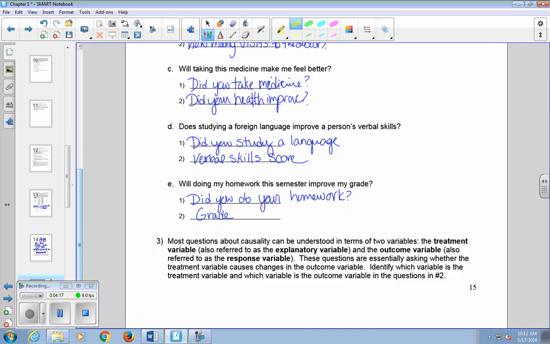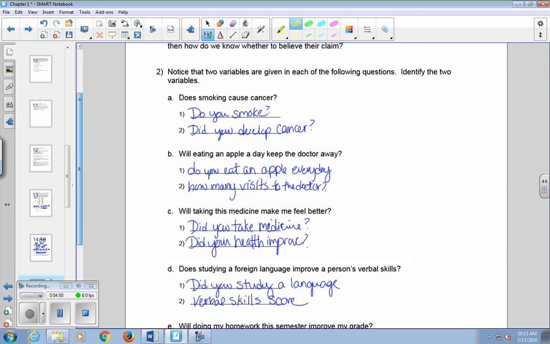So most questions about causality can be understood in terms of two variables. We call these variables the treatment variable or the explanatory variable, and the outcome variable referred to as the response variable. These questions are essentially asking whether the treatment variable causes changes to the outcome variable. So we're going to go back up and look through these variables and identify which one is our treatment and which one is our outcome.